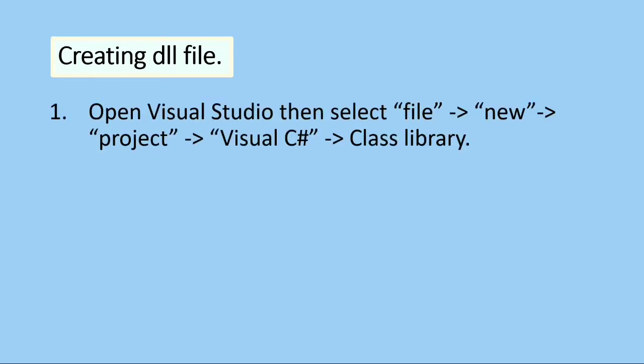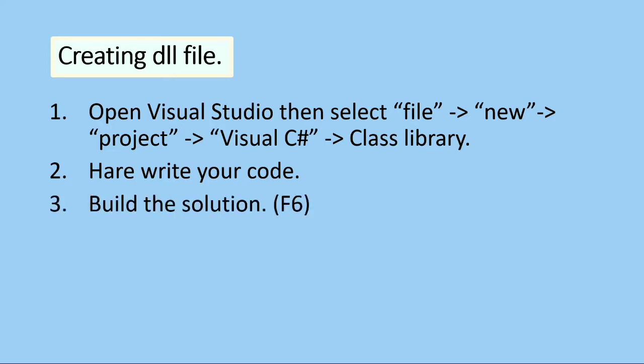Now, creating a DLL file. Step 1. Open Visual Studio, then select File, then New, then Project, then Visual C#, then Class Library. If you want, you can change your class name. Here, write your DLL code. When you successfully write your code, step 3 is to build the solution. The shortcut key for building the solution is F6.